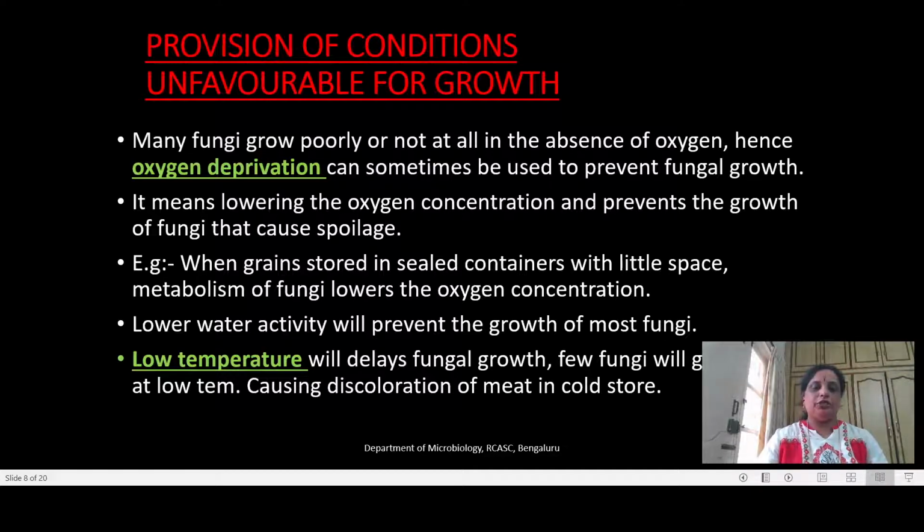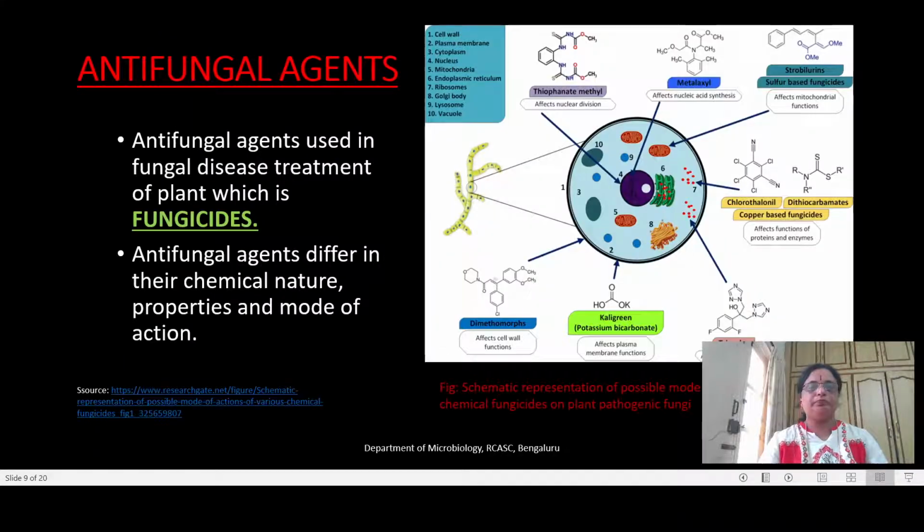Low temperature: if you provide a low temperature, especially refrigeration or cold rooms or cold storage, whatever it is, if you store in such conditions, the fungal growth is delayed. Hence, if we provide certain unfavorable conditions, that is, lowering the oxygen concentration, lowering the water activity, or lowering the temperature, it will inhibit the growth of fungi. Then coming to the antifungal agents.